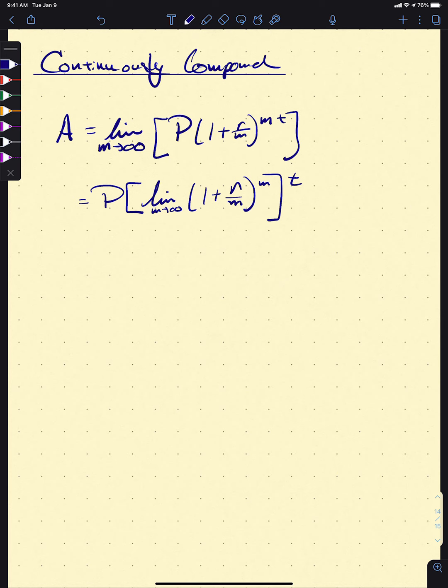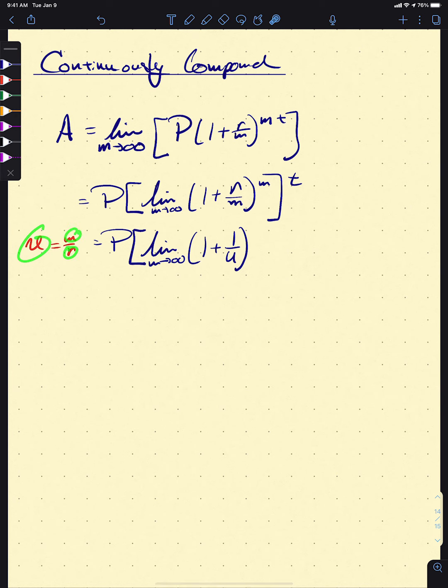And this is where we need to make a bit of a clever substitution, okay? Let's say, for example, u is m over r, okay? We still have our p. We're going to limit as m goes to infinity of 1 plus, well, if u is m over r and we have r over m, that's going to be 1 over u. And then further, if u is m over r, then m is u times r. And all of this is to the t.